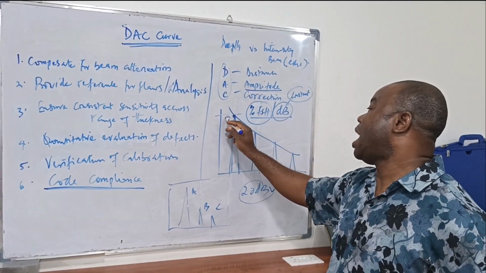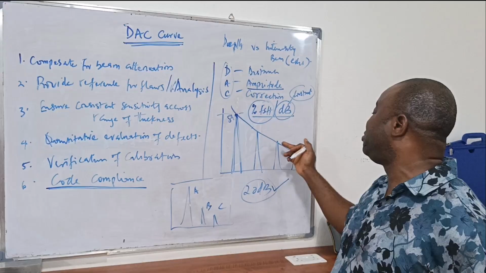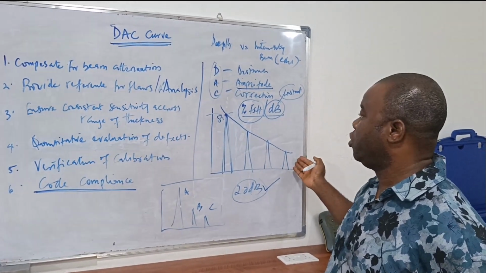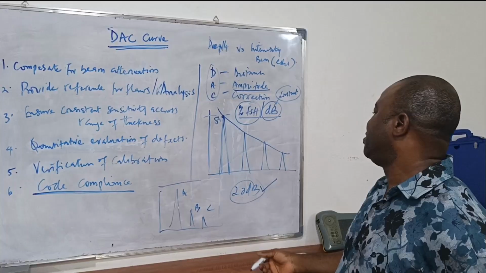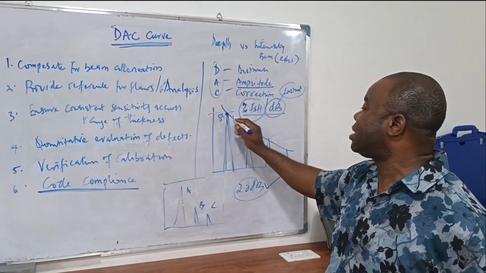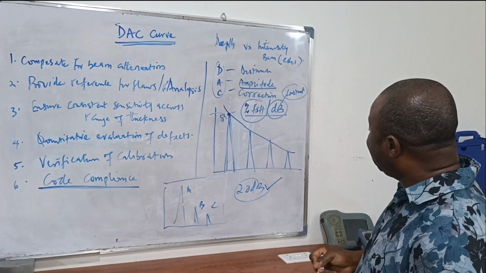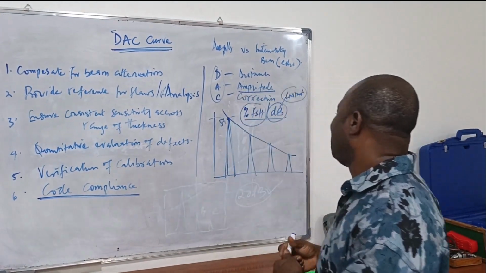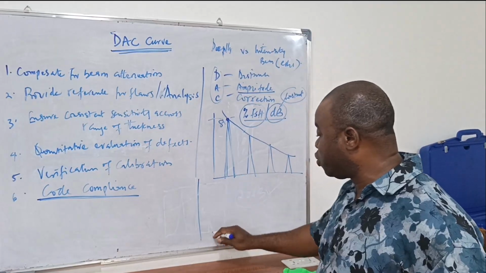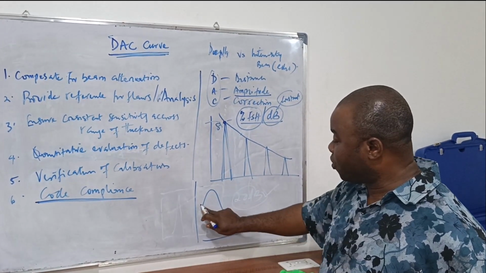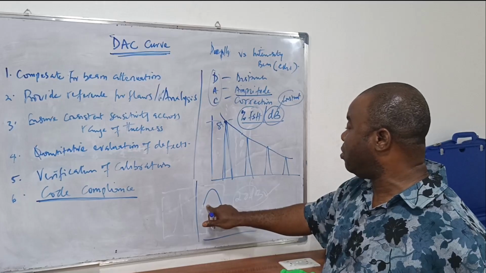So maybe I'm at 80% initially, and it keeps dropping until at a particular point it becomes very small before I plot my curve. So that is the first thing you're going to notice with the amplitude correction curve: there is a constant dB drop. What does this indicate? If I'm plotting a DAC, in the true sense of it, the DAC will come like this.